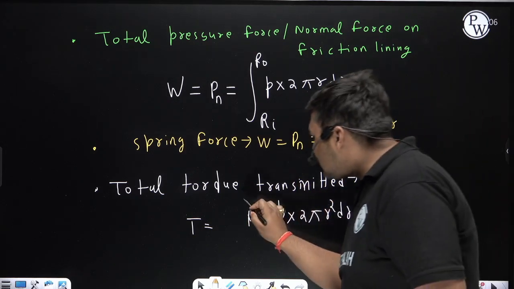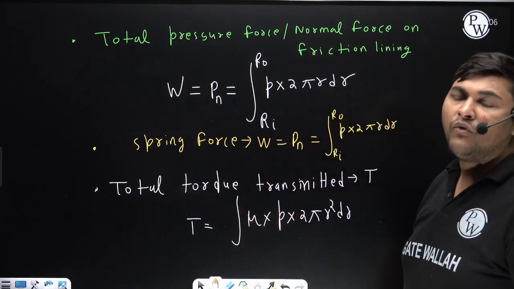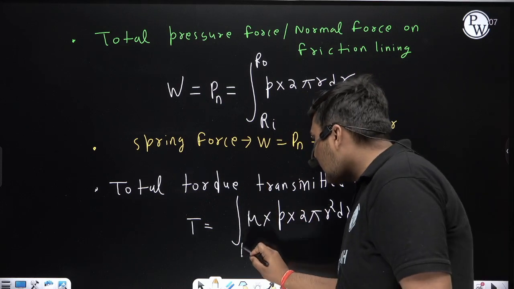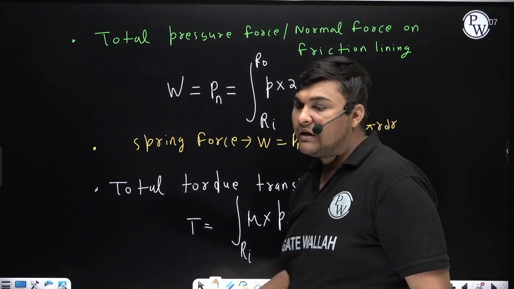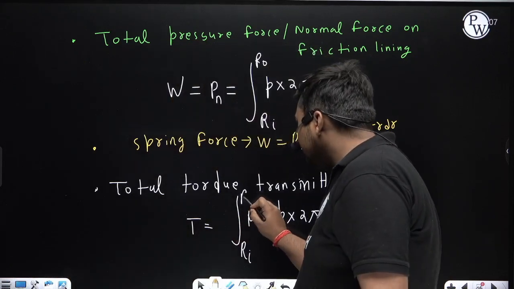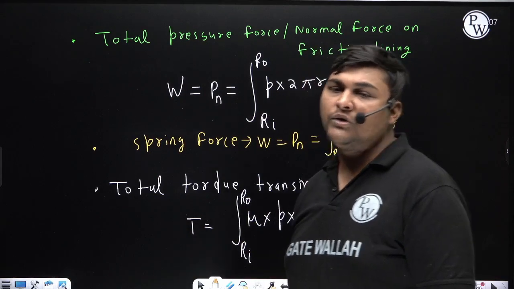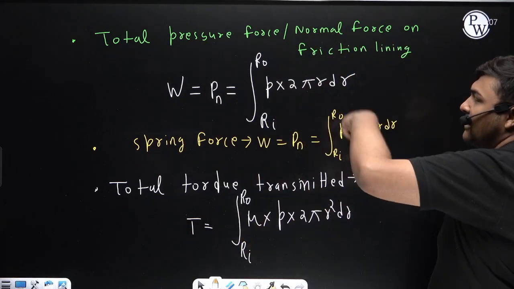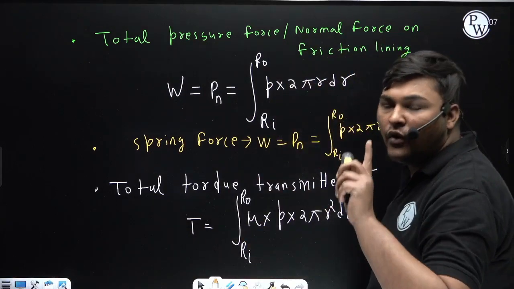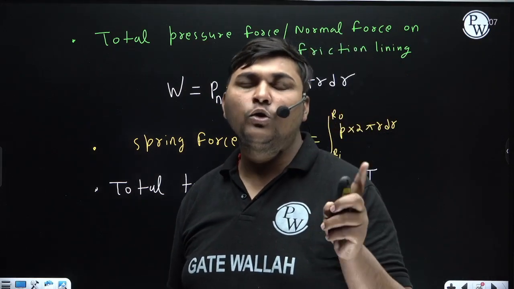So what will be the expression of total torque transmitted? Integrate this expression for entire friction lining, integrate this expression from ri to r naught. So it is the expression of total torque transmitted. These two equations are very important. If I summarize this whole discussion, for single plate clutch with one side effective, what is the expression of total spring force?